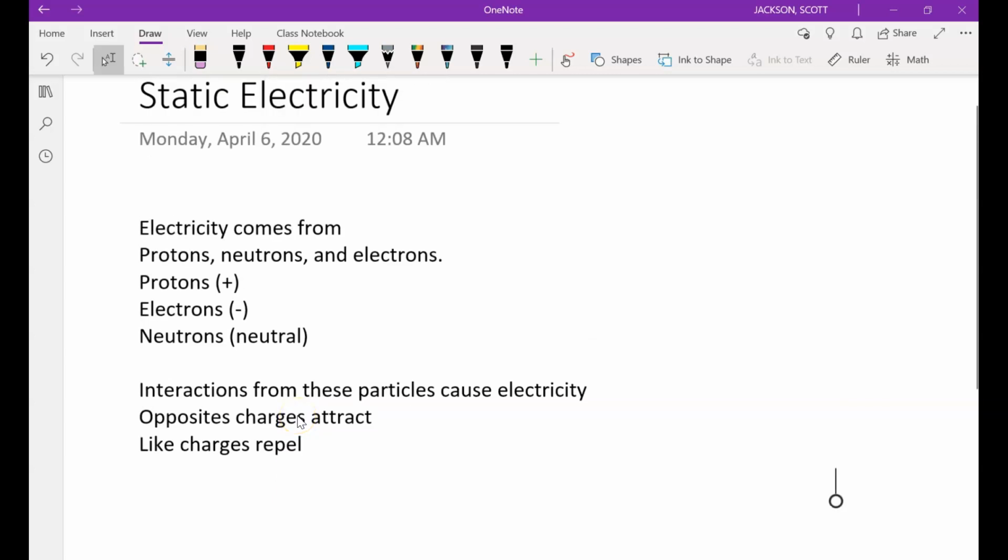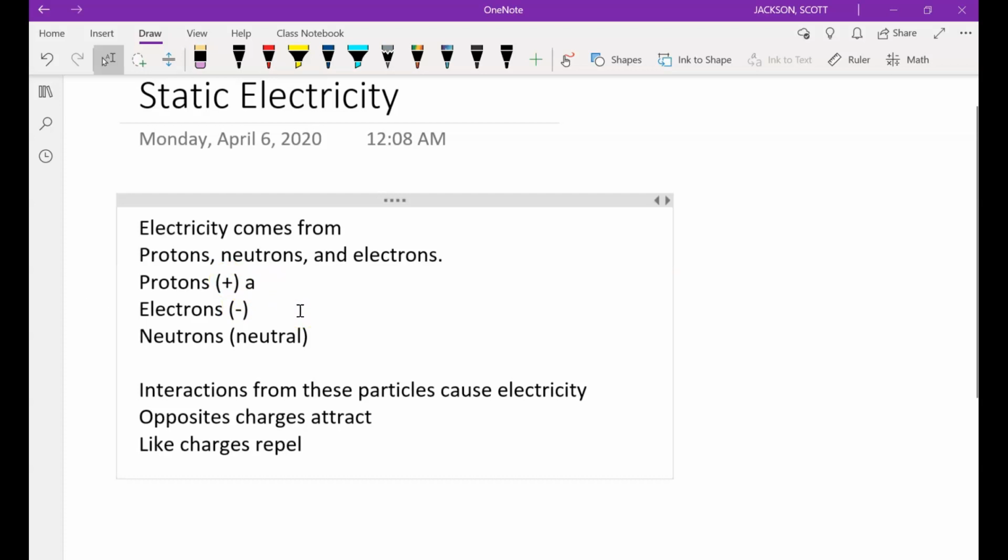Alright team, so in this unit we're going to get into static electricity. So we need to see where electricity comes from. Well, it's really back to chemistry. It's just protons, neutrons, and electrons. So as a refresher, protons are positive.